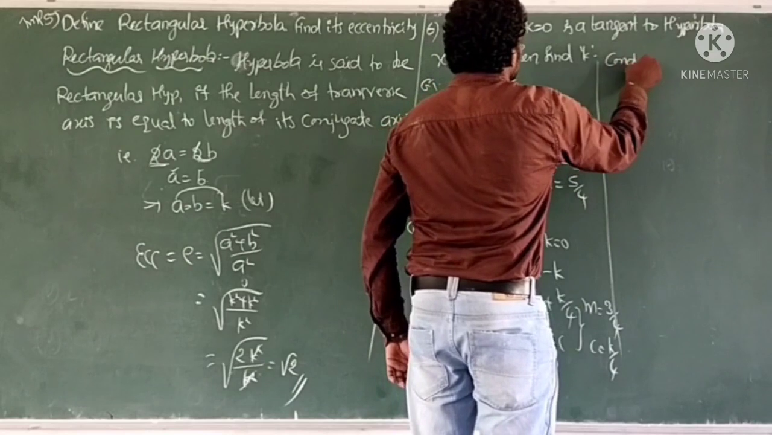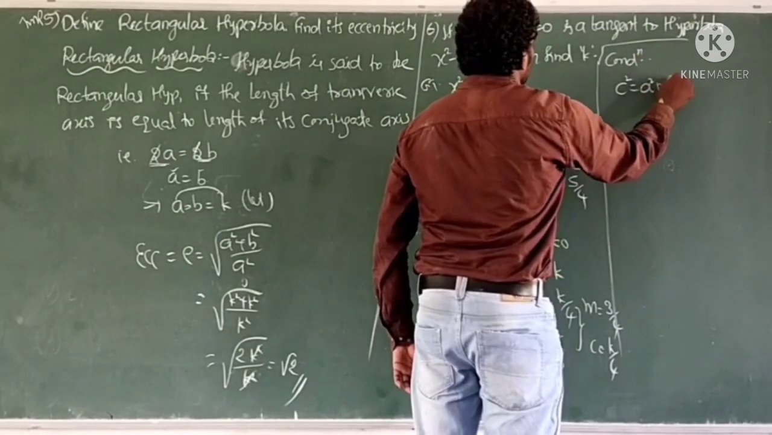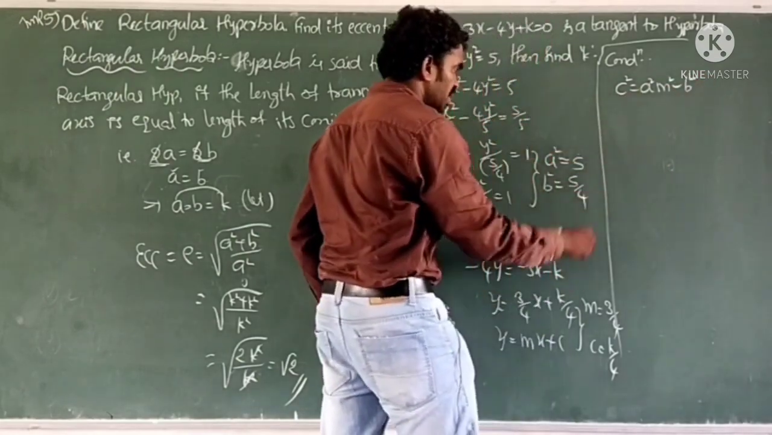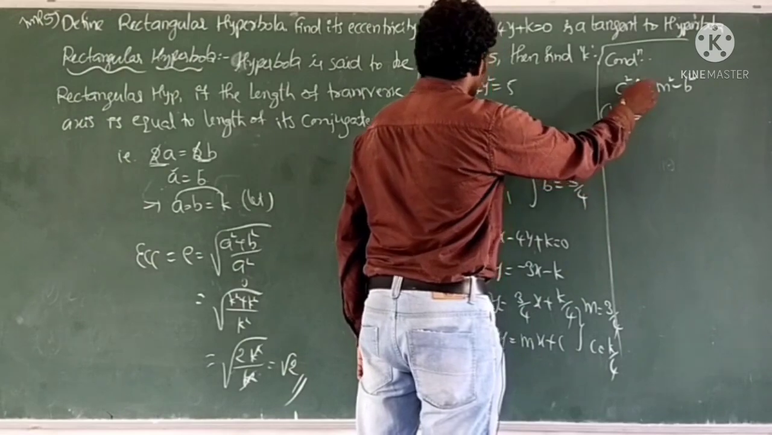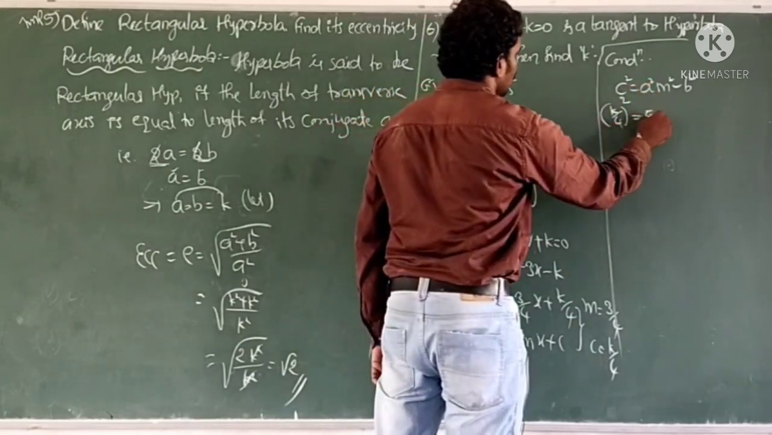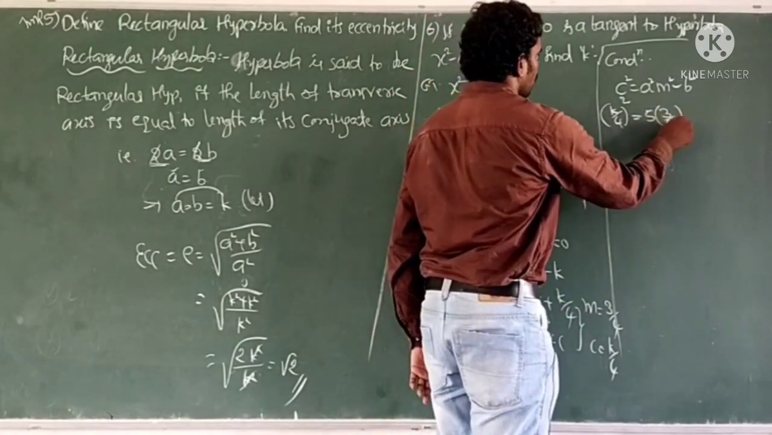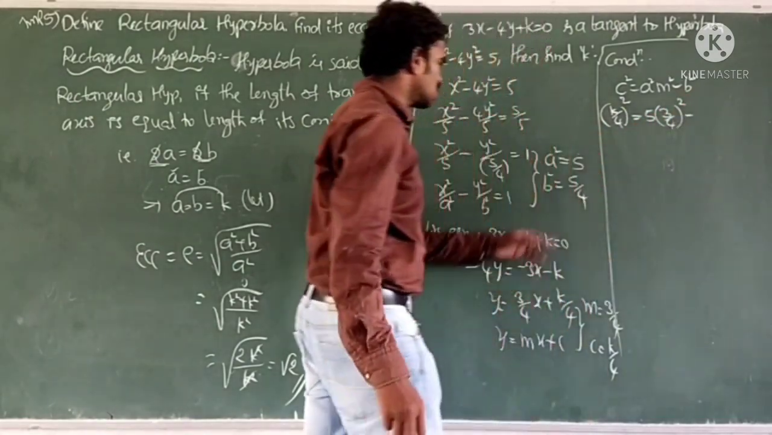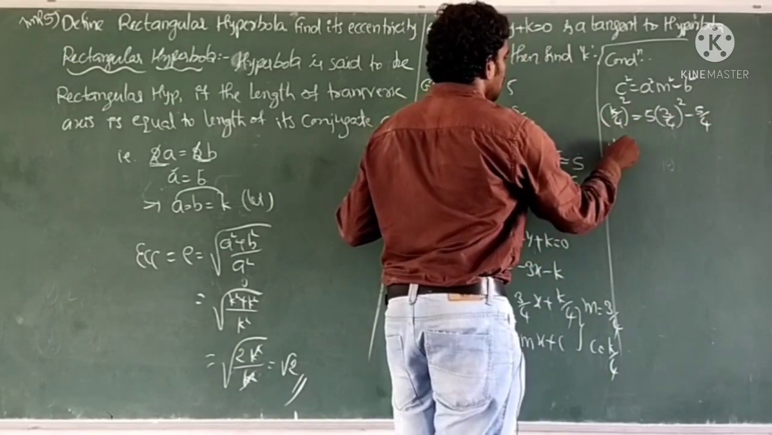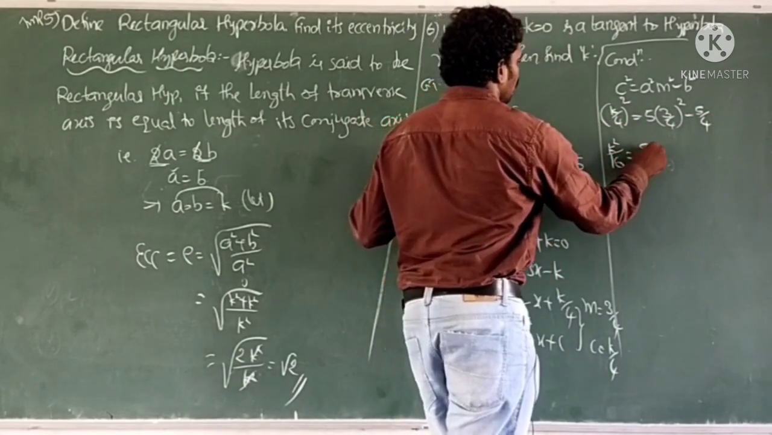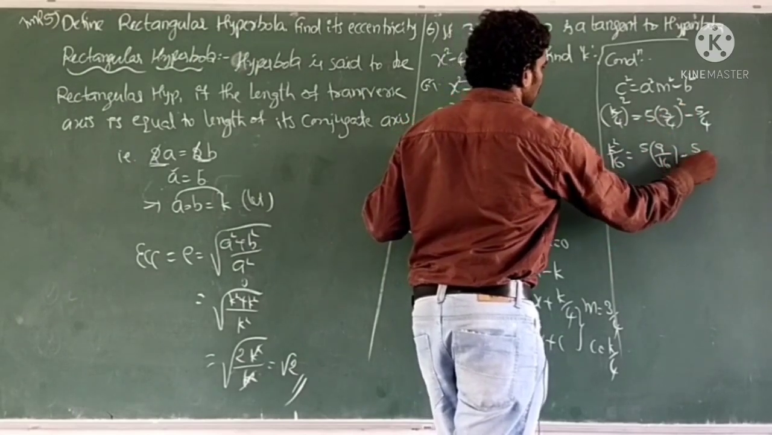The condition is c square equal a square m square minus b square. c square means k by 4 whole square. a square is 5, m square is 3 by 4 whole square, minus b square is 5 by 4. So k square by 4 square, that is 16, equals 5 into 3 square, that is 9, by 16 minus 5 by 4.